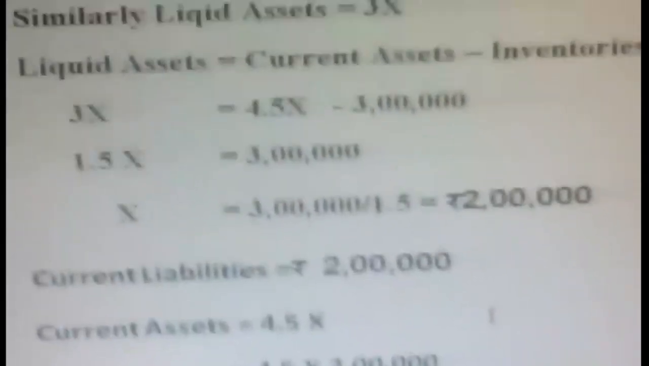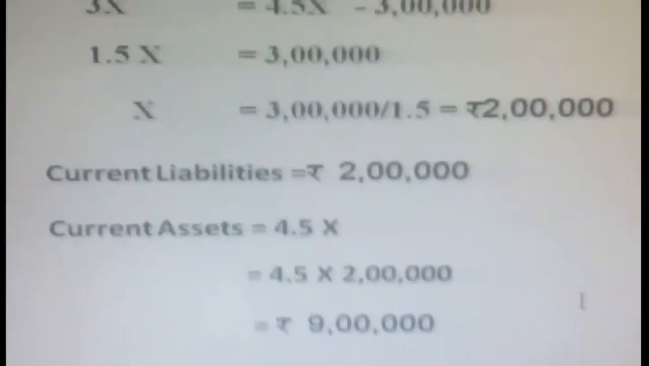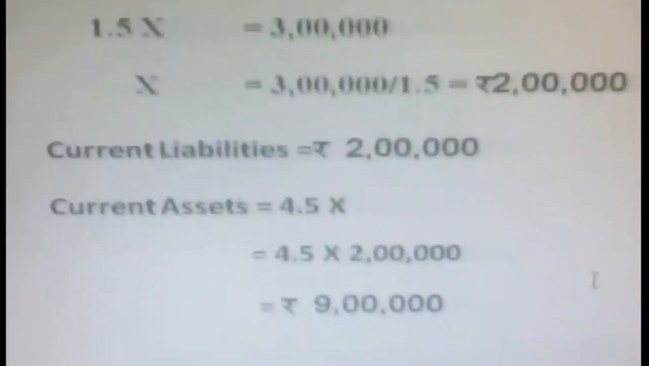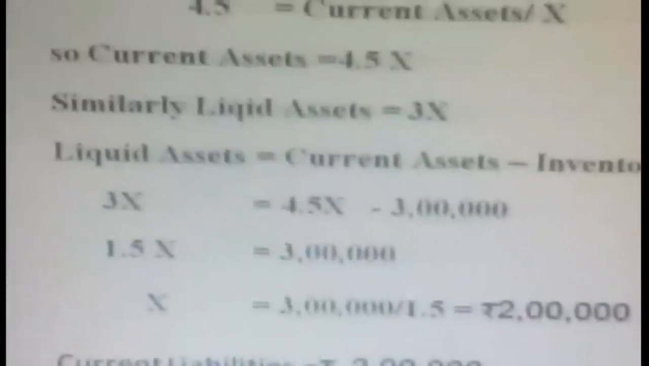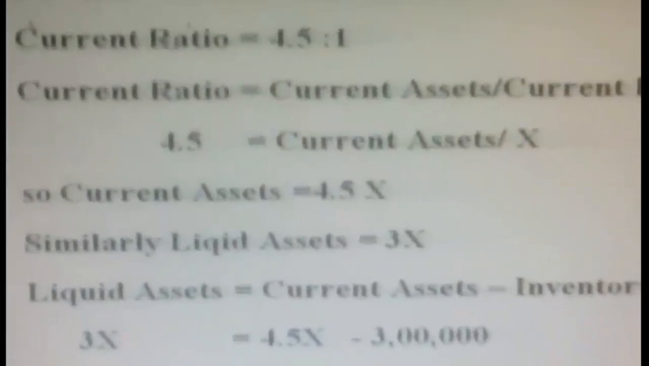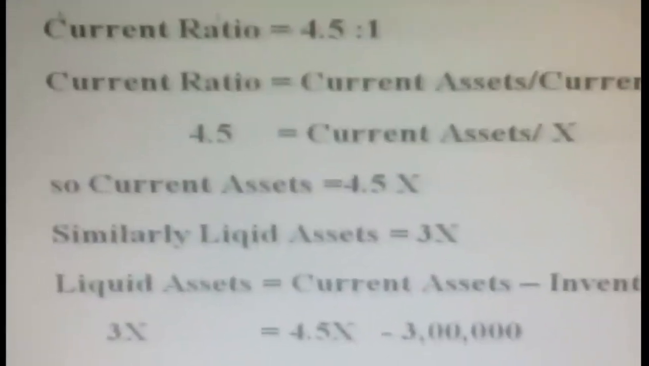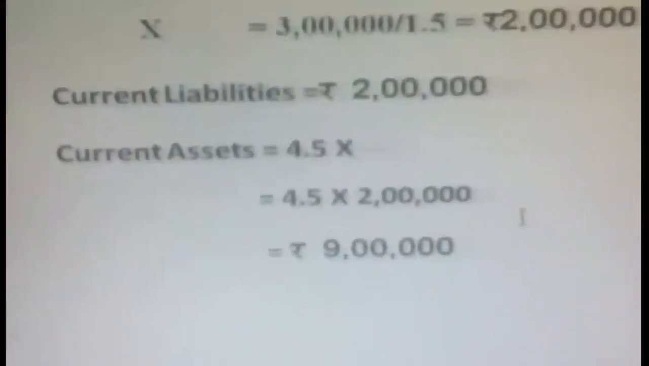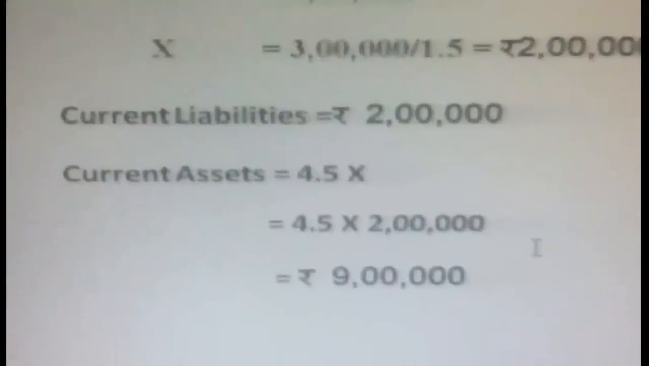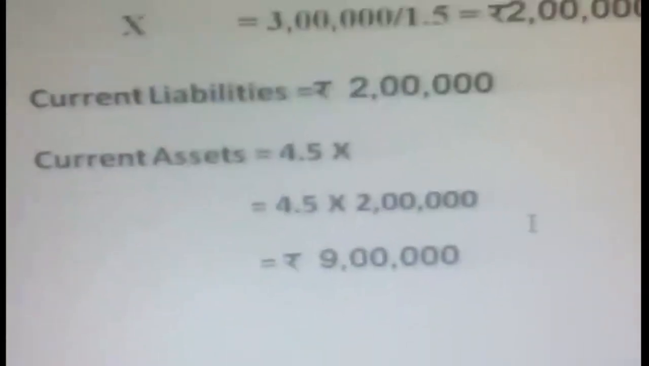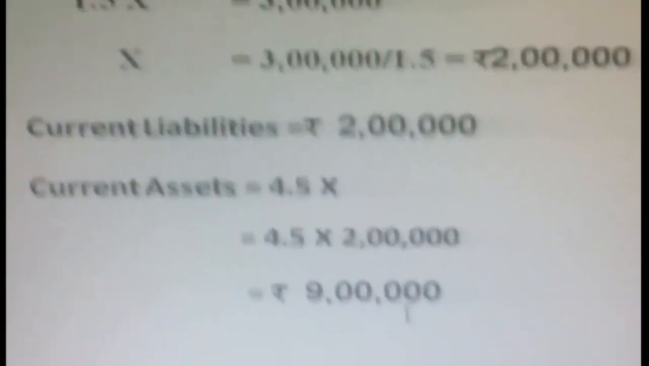Here the division you have to work out very carefully. So 3 lakh divided by 1.5, the answer is 2 lakhs. Now the current liability is 2 lakhs. Now current assets we know already, we formed the equation: current assets is equal to 4.5X. Now we know what the current liabilities are, so we substitute 4.5 into X, which is 2 lakhs. The answer is 4.5 into 2 lakhs. Now current assets is 9 lakhs.